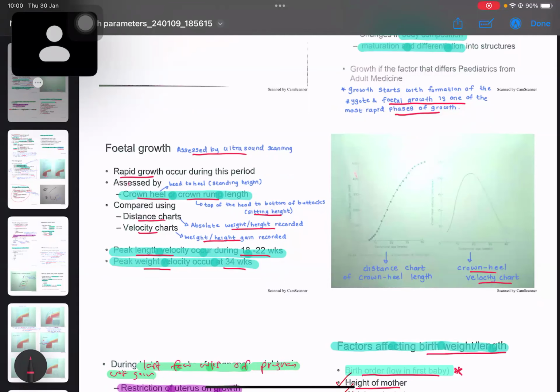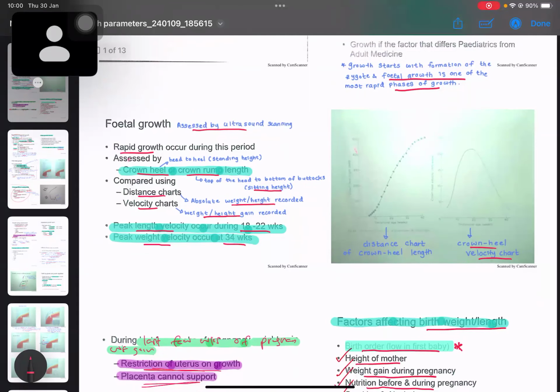Okay. Fetal growth is compared using, we usually discuss this in relation to FGR, IUGR and so on. They won't ask much about fetal growth in pediatrics, but for the time being, it is compared using distance charts and velocity charts. Distance charts are weight and height recording charts, and velocity charts are weight and height gain record charts. They won't ask this in your exams.